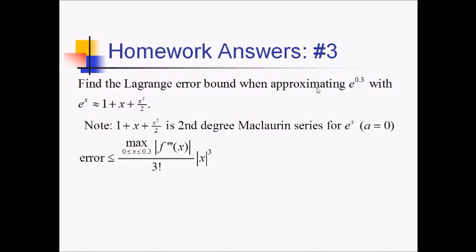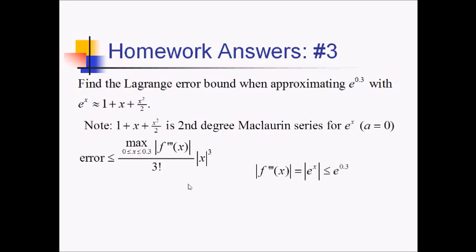Well, since this is e to the x, the first derivative, the second derivative, the third derivative, all the derivatives of e to the x are also e to the x. So we're just maximizing the absolute value of that. Since e to the x is an increasing function, that means we just want our x value to be as big as possible because that'll give us the biggest possible output. So then this is going to be less than or equal to e to the 0.3.